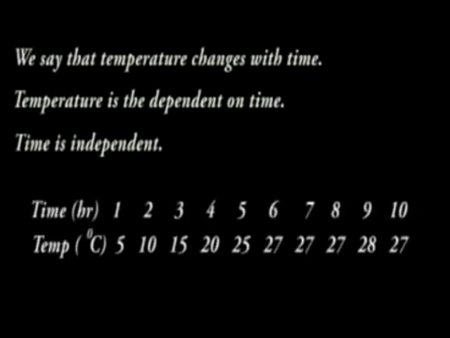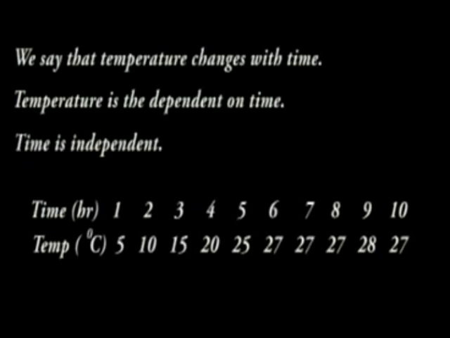For example, if you record the temperature in a room for a period of 10 hours, we say that temperature changes with time. Time does not change with temperature, so temperature is dependent on time. Now suppose you choose to record the temperature at intervals. Let's say you get the following results.